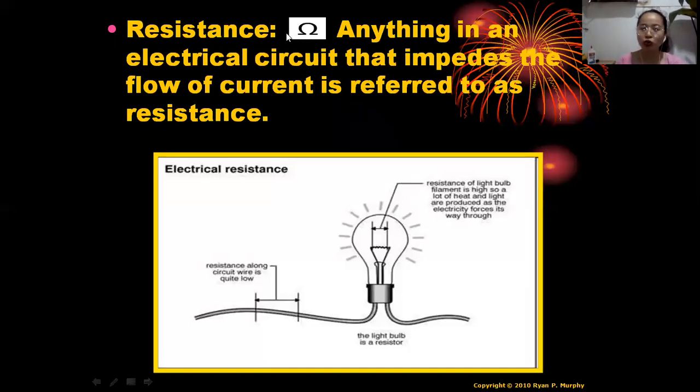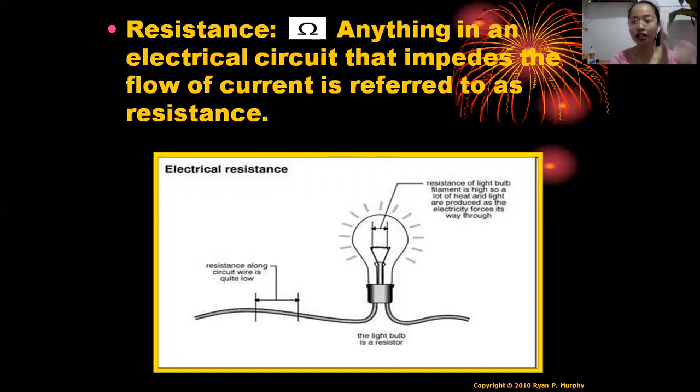That is what we call ohms, spelled O-H-M-S. That is the unit for resistance. It is anything in an electrical circuit that impedes the flow of current, and it's referred to as a resistance.